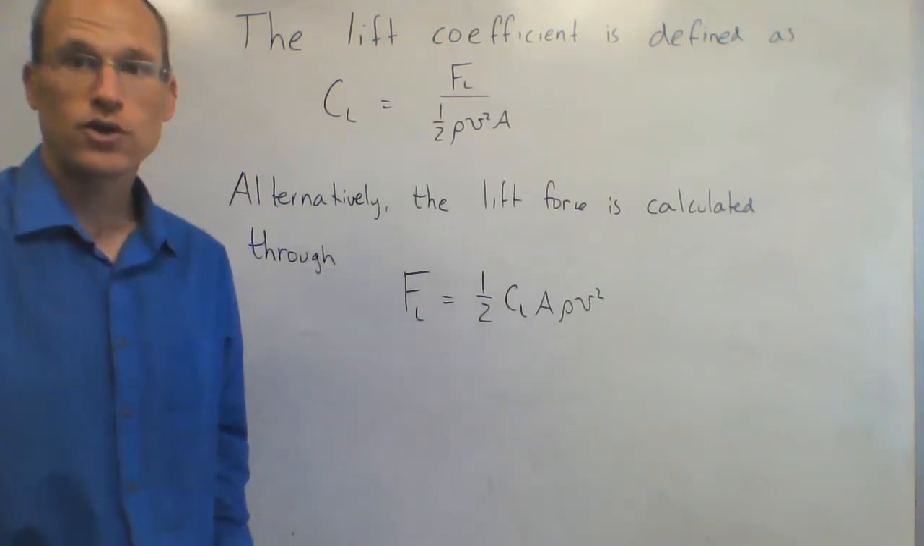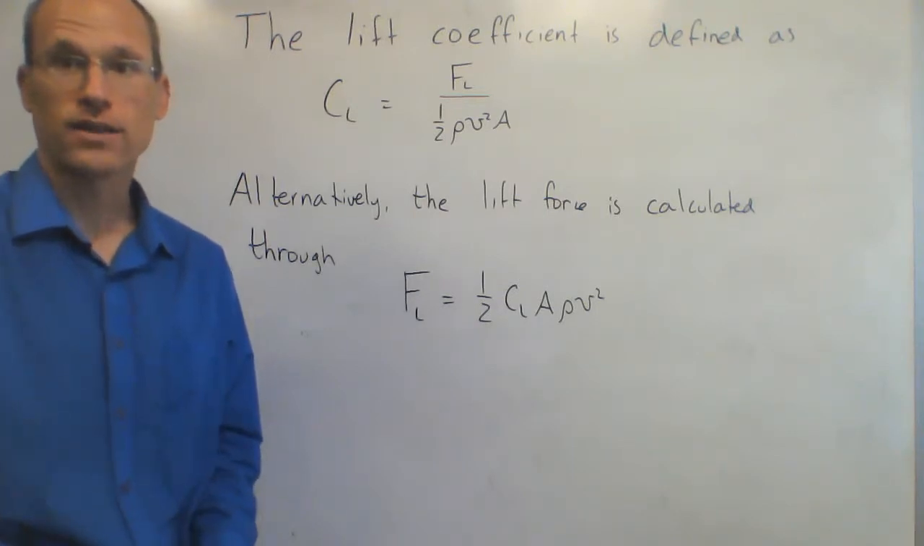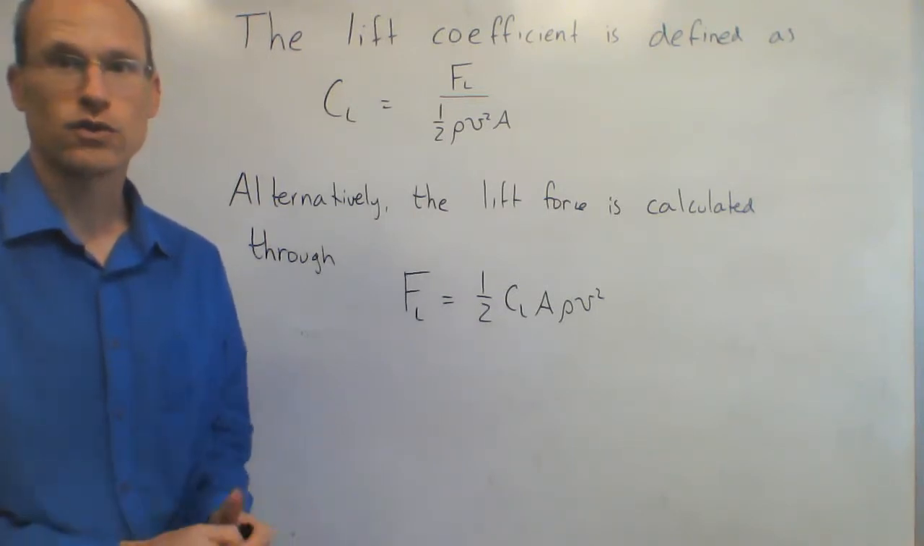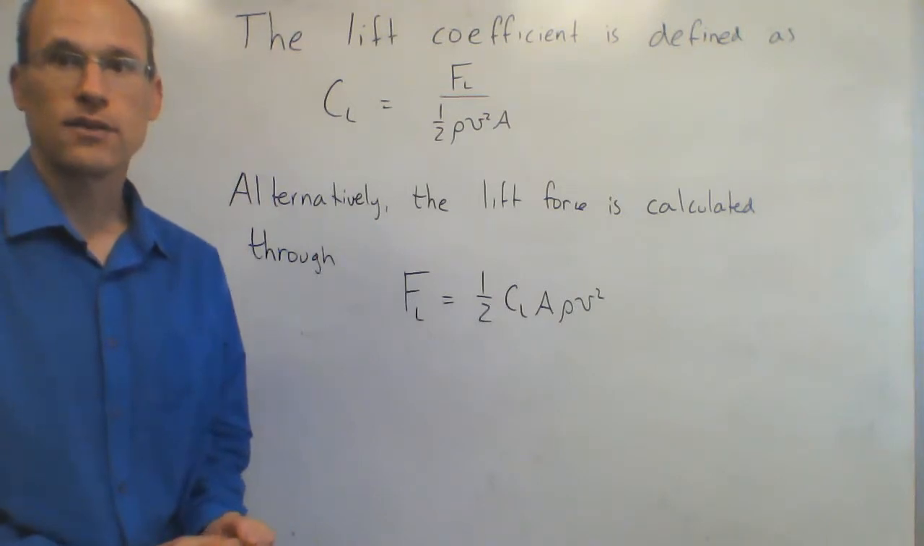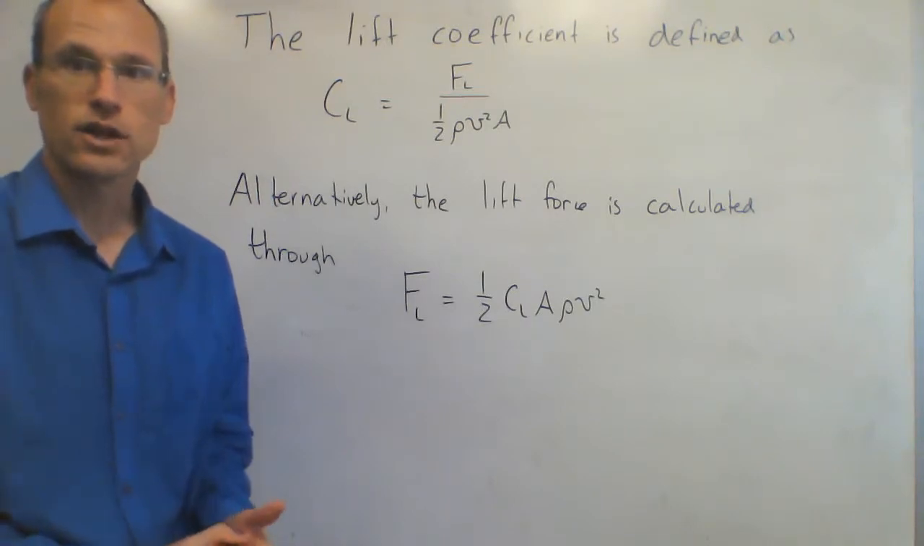So in the last lesson we learned how to deal with drag. This lesson is going to deal with lift. It's very similar to drag, other than the fact that drag is horizontal, lift is vertical. But what we do is we have a lift coefficient. So my lift coefficient CL is the force of lift divided by 1/2 rho v squared times area.